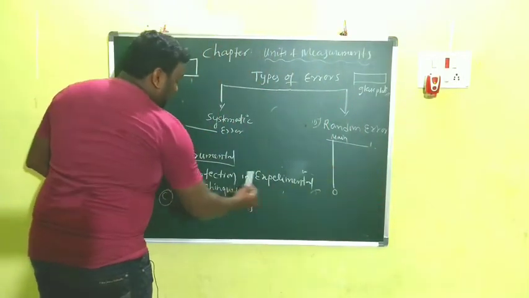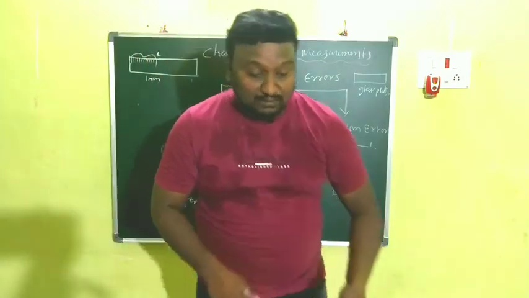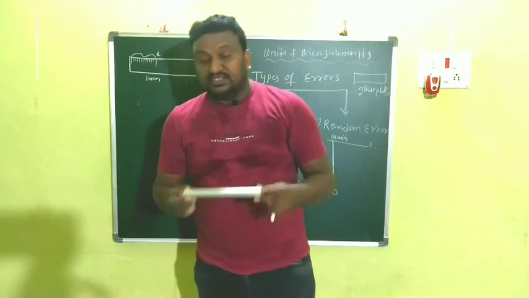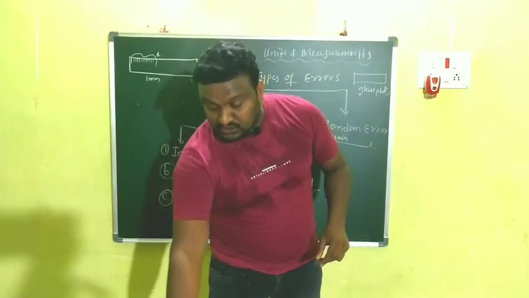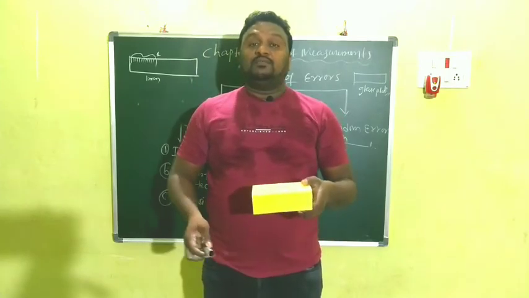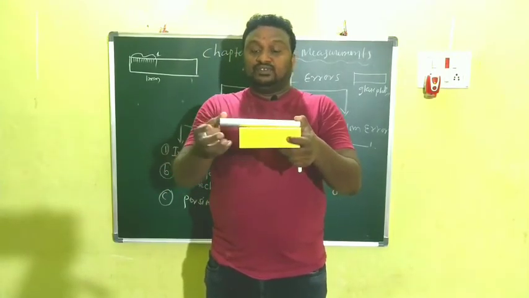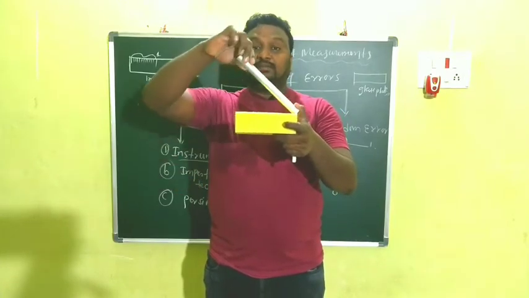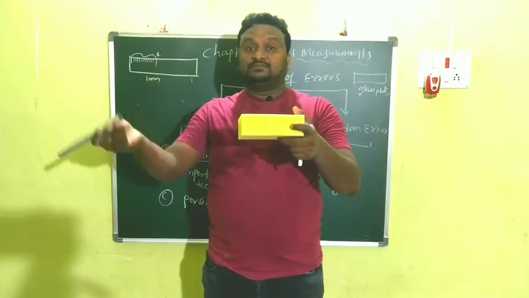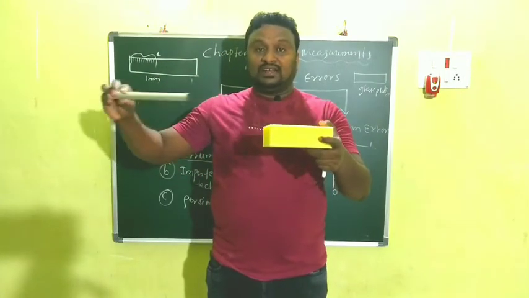And the next thing is imperfection in experimental technique. For example, just imagine this is a scale. If you want to find out the length of anything, you must keep it like this. So when we keep it like this only, we may get a clear value.